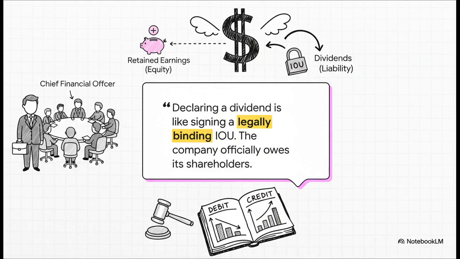The first thing they do is debit retained earnings. Remember, retained earnings is an equity account, and a debit reduces equity, so we're taking that portion of the profit out of the owner's pocket, so to speak. Then they make a corresponding credit to a brand new account called dividends payable. And what kind of account is a payable? It's a liability, a debt. So in one single entry, you've decreased the company's equity and increased its legal debts.